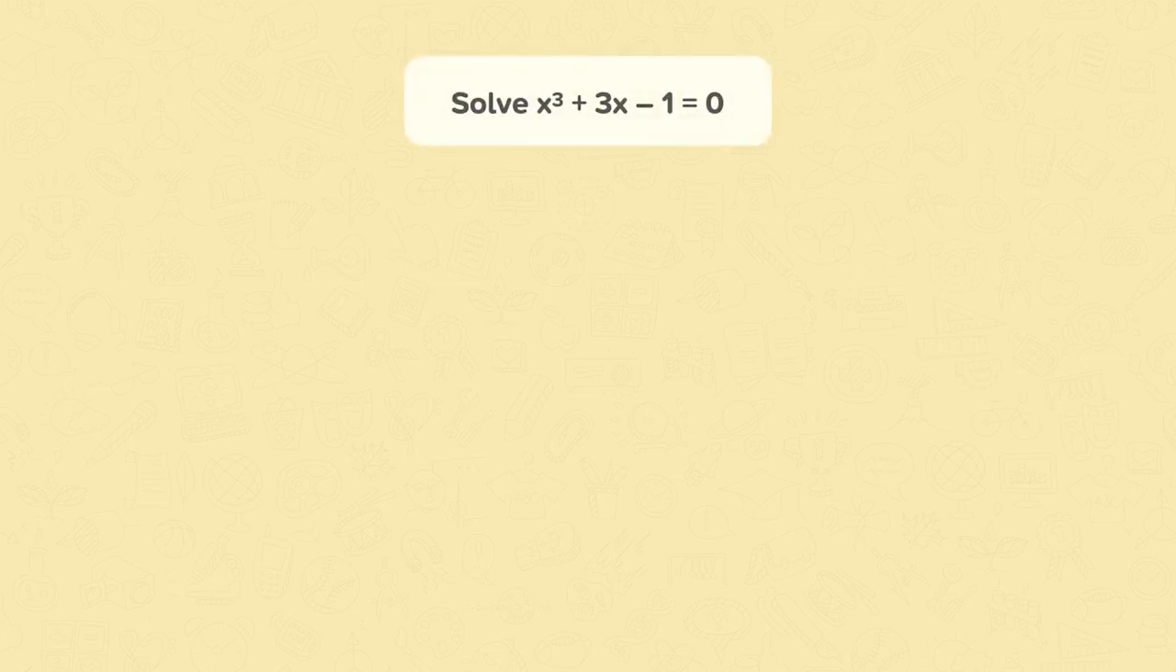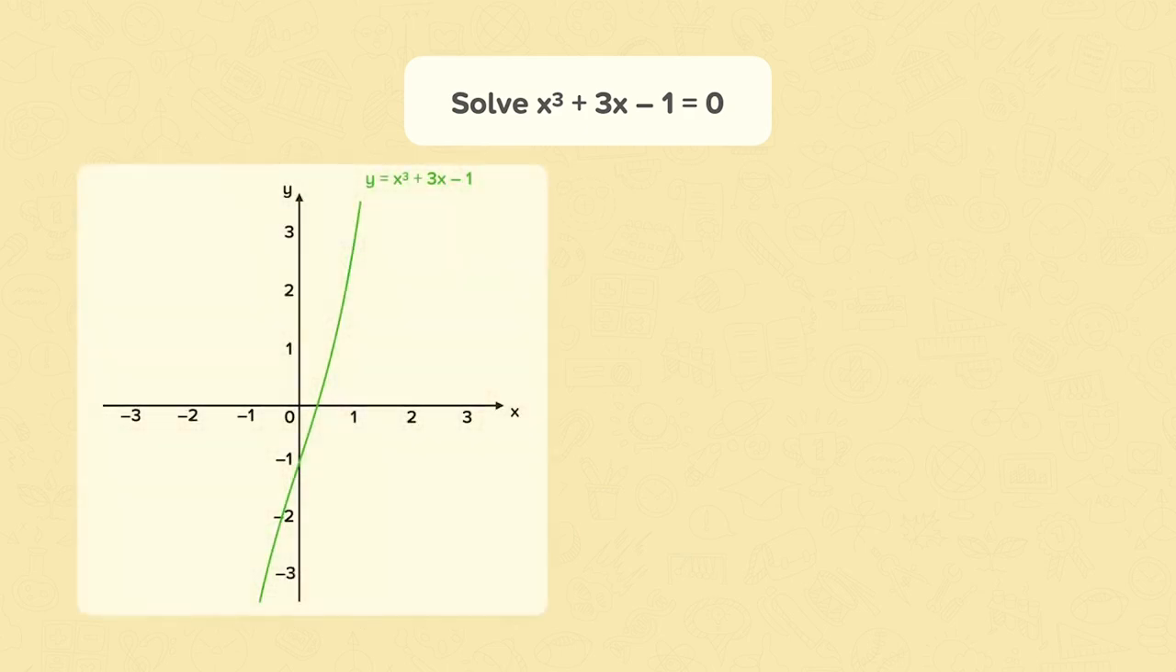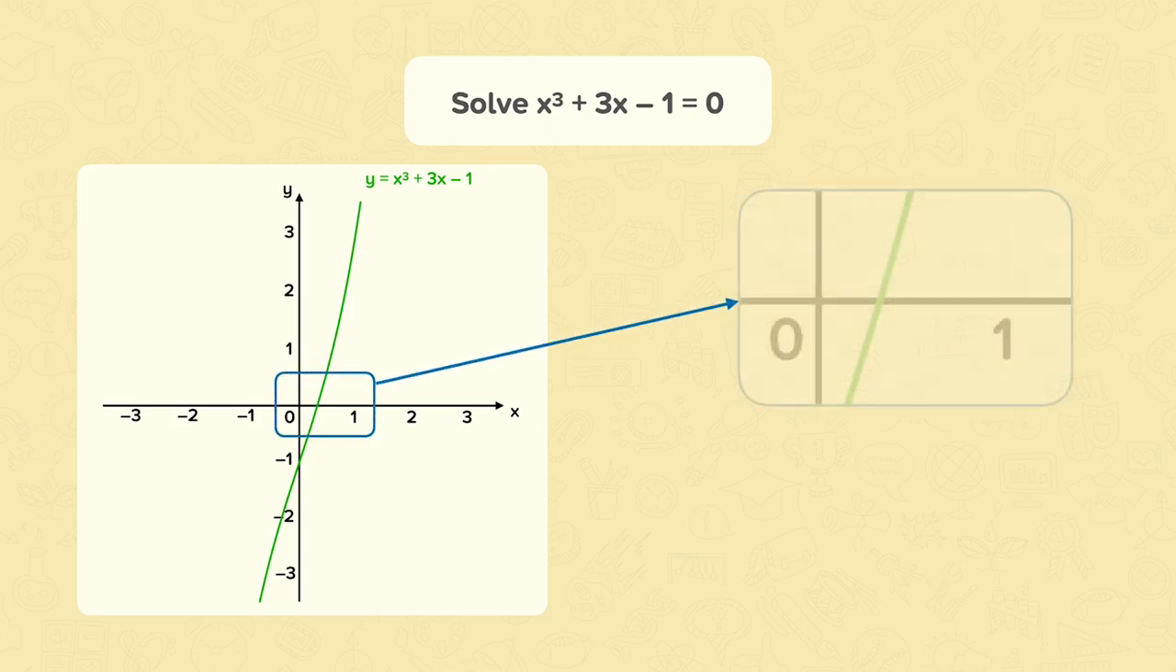to find exact solutions. For example, here we have a cubic equation, and if we draw the graph of y equals x cubed plus 3x minus 1, we can see that a solution lies between 0 and 1, as this is where the graph crosses the x-axis.